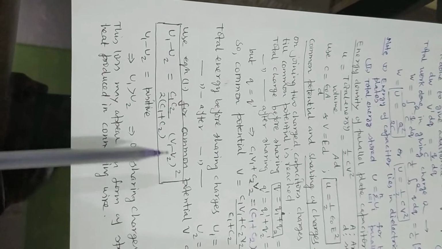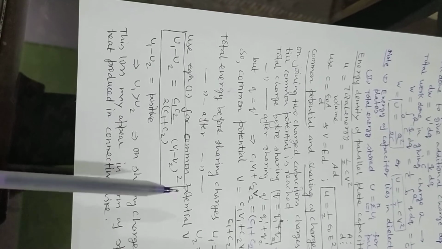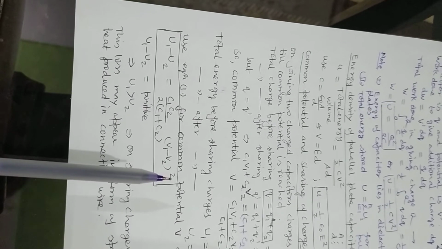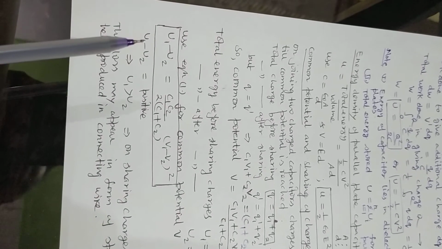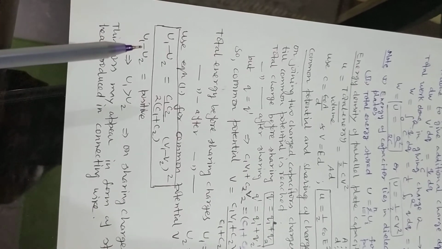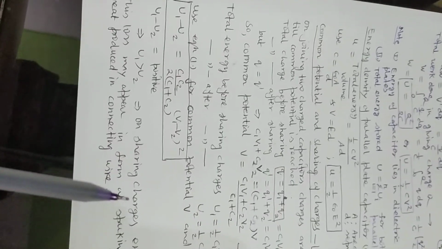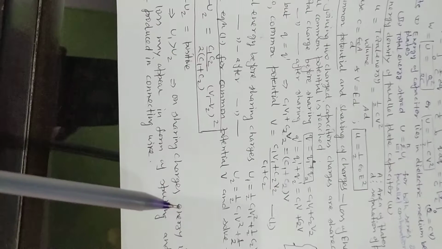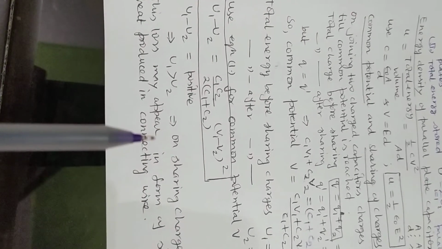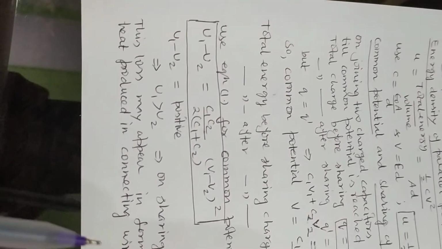Simple mathematics. After putting the value of V here, then subtracting U2 from U1, we will get this. This term is positive because the square of any difference is positive, whether the difference is negative or positive. This positive means which is greater, U1 or U2? U1 is greater. So what does it show? That energy on sharing charges is lost. Energy loss is there, and this loss may appear in the form of sparking, or the connecting wire may get heated up.